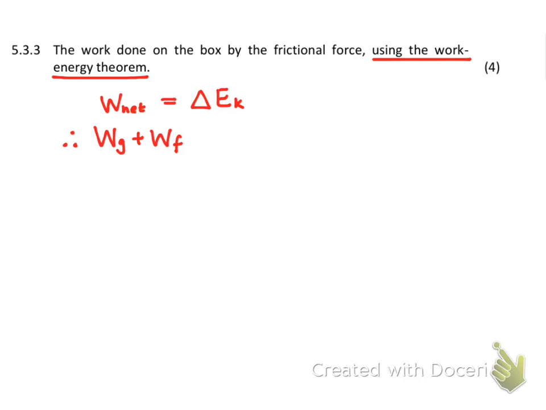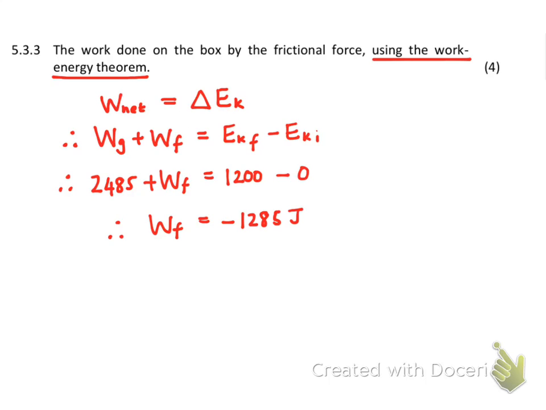There's no work done by the normal force because there's no movement in that direction. Delta Ek is final kinetic energy minus initial kinetic energy. Now work done due to gravity we've just calculated, it's 2485. Work done due to friction is what the question's asking us. The final kinetic energy we've just calculated earlier is 1200 joules, and the initial kinetic energy is 0 because it started from rest. So if we solve for work done due to friction, it's minus 1285.